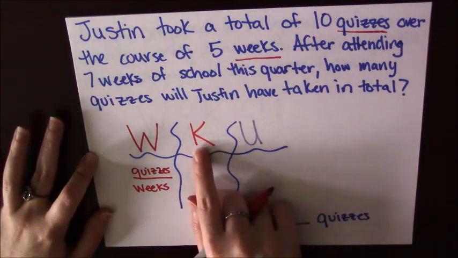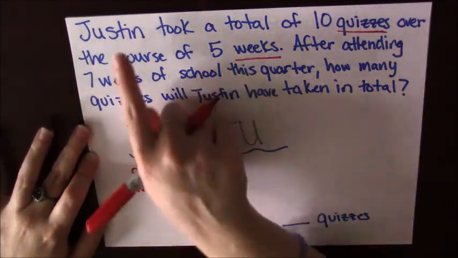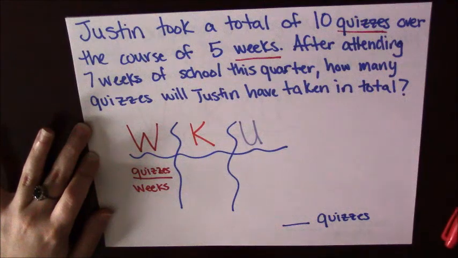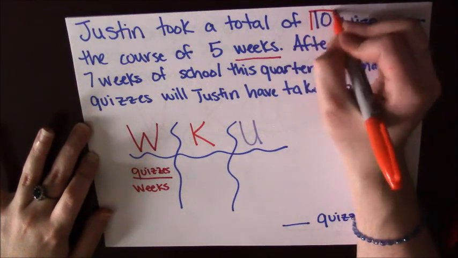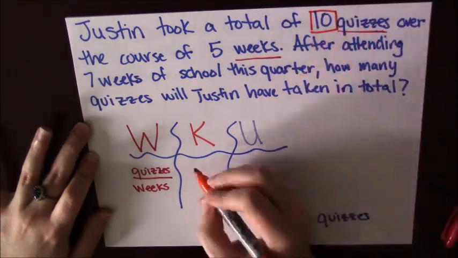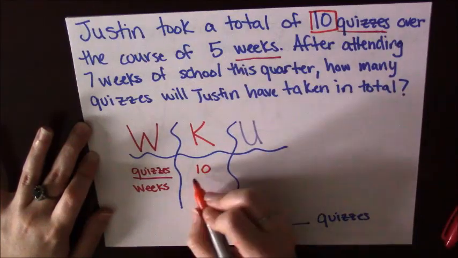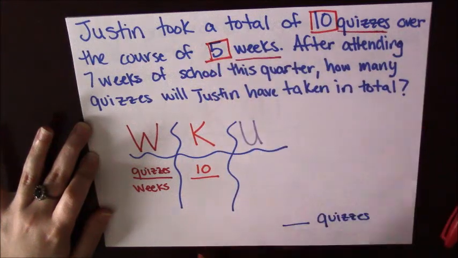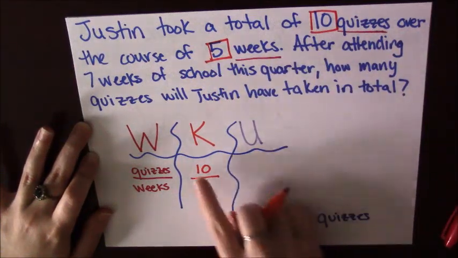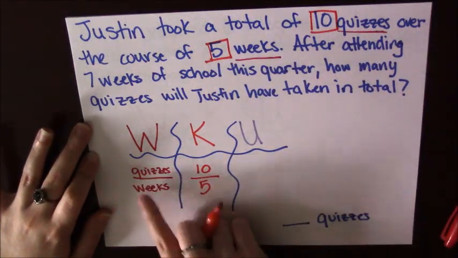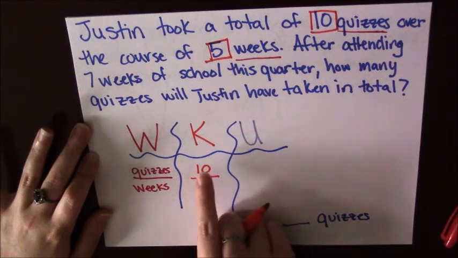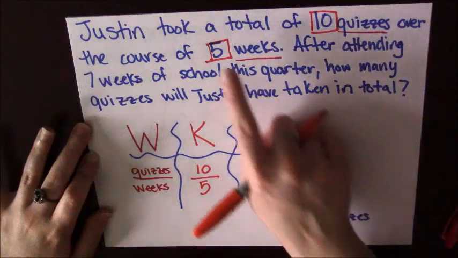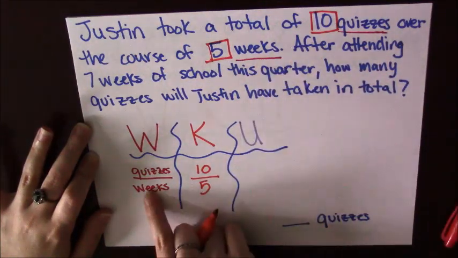So now I need to know, what do I know? In that first sentence, they give me two different numbers. They give me the 10 here for the quizzes, so I know it's 10 quizzes over 5 weeks. So 5. Now I need to make sure if I match it up, I have the right numbers. So here it says 10 quizzes, 10 quizzes. Here it says 5 weeks, 5 weeks.